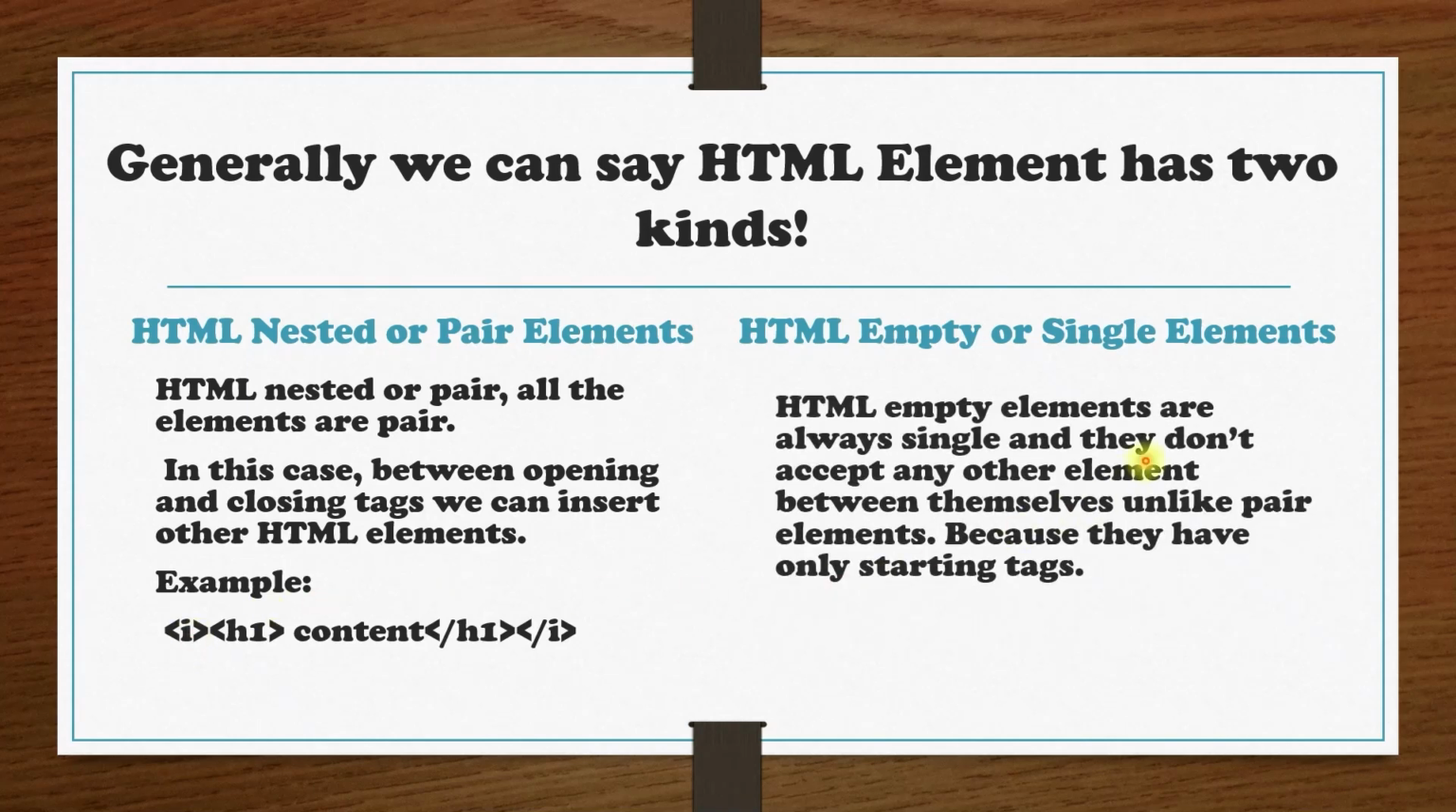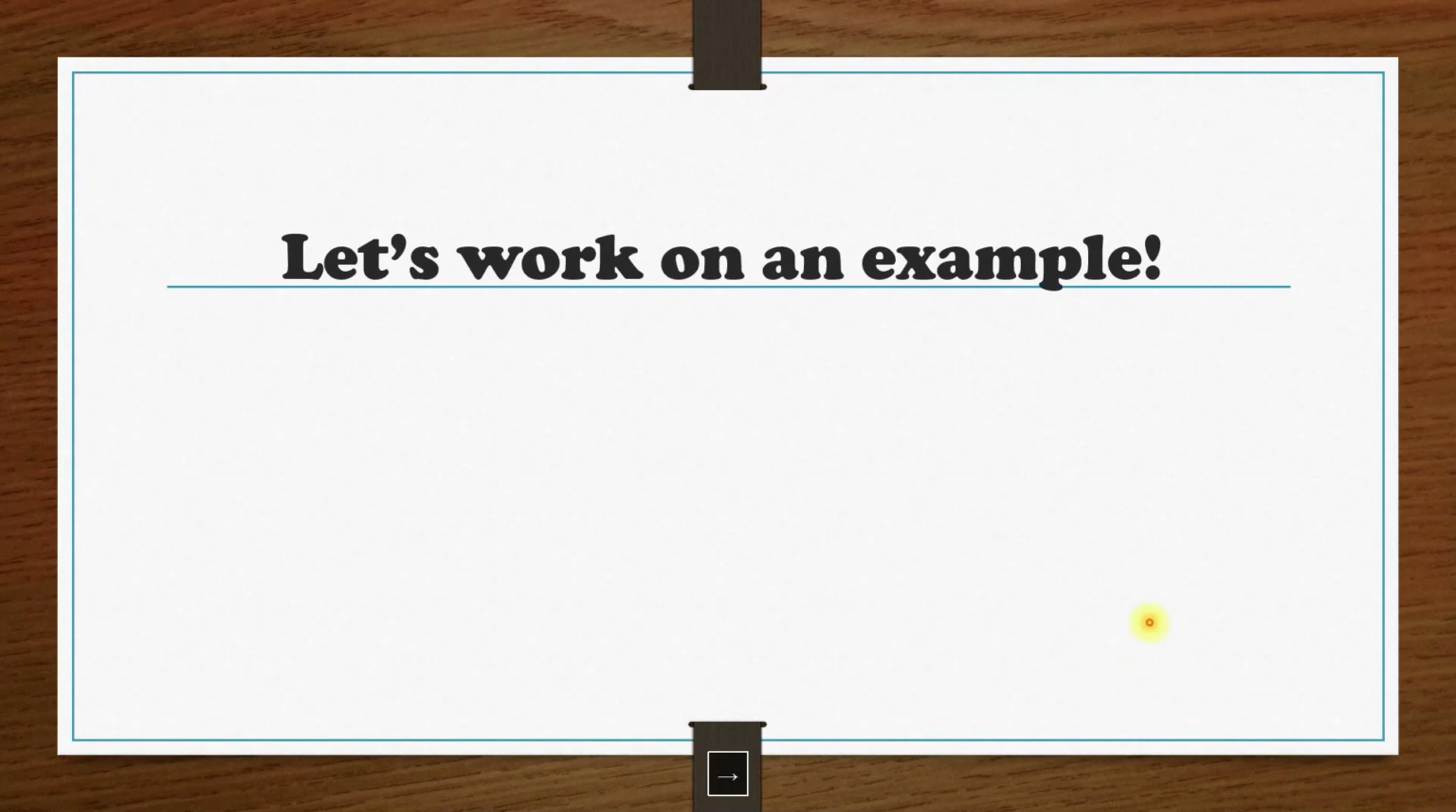Now we come to single elements. HTML empty elements are always single and they don't accept any other elements between themselves, unlike pair elements, because they have only a starting tag. It means they don't have any closing tag to accept any other elements. Like this example. We have a text, and then we have the HR tag, which makes a horizontal line under this text.